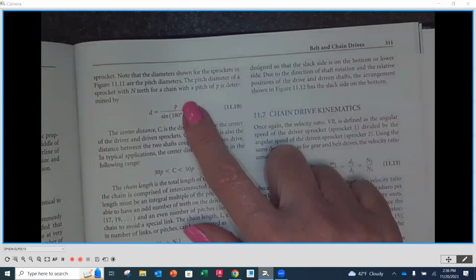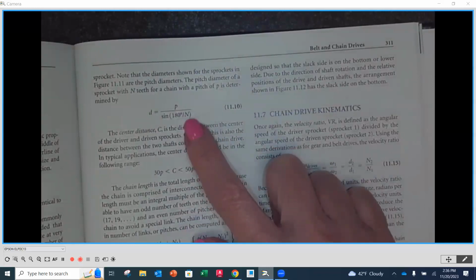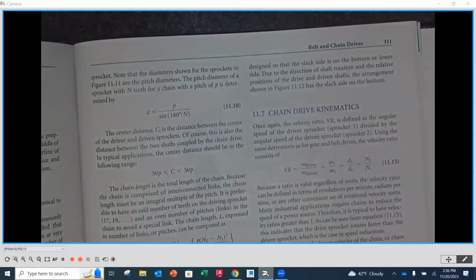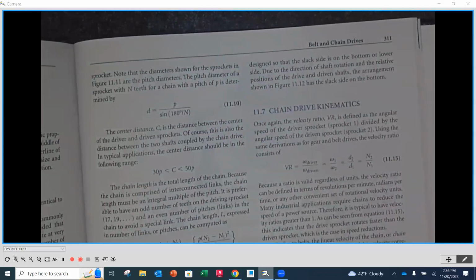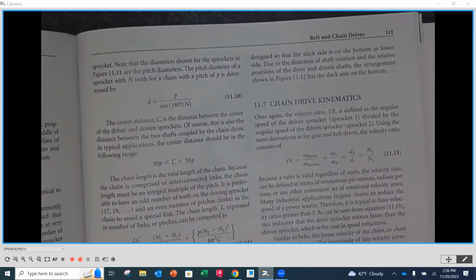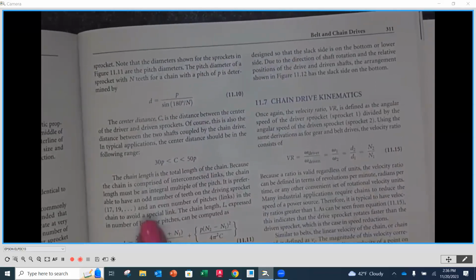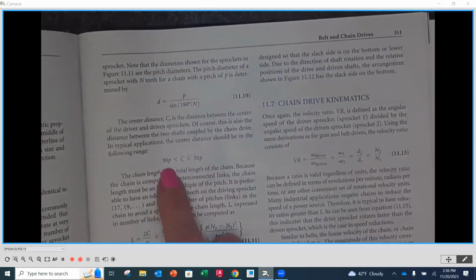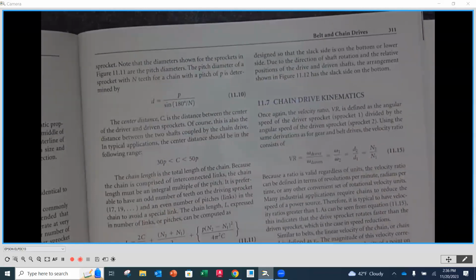pitch in inches, and then you're going to be dividing by your number of teeth at the bottom here. Okay, now center distance is going to be figured out, kind of giving us that same ratio again. So here we're going to take 30 times whatever the chain pitch is, and the center distance has to be greater than that, but less than 50 times the chain pitches, in inches.